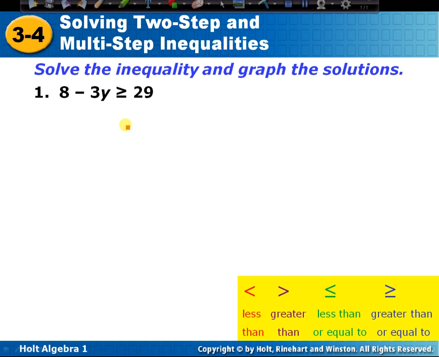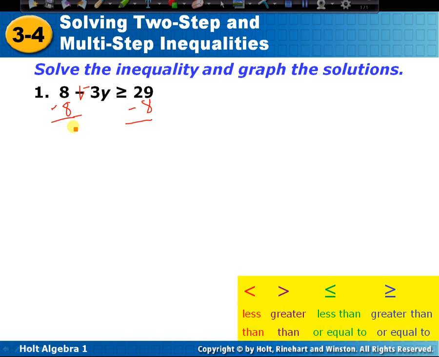Alright, go ahead and write down the first problem on your paper. You have number 1, which is 8 minus 3y is greater than or equal to 29. The first thing that we're going to do here is add the opposite. And we're going to make it 8 plus a negative 3y is greater than or equal to 29. Our next step is going to be to start getting that y by itself. So we're going to subtract 8 on both sides.